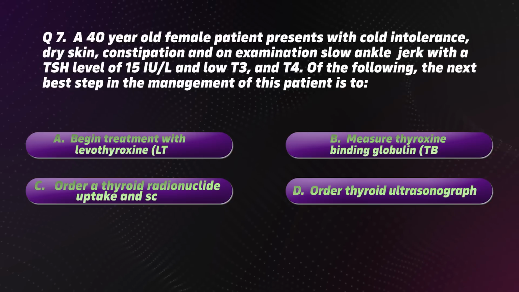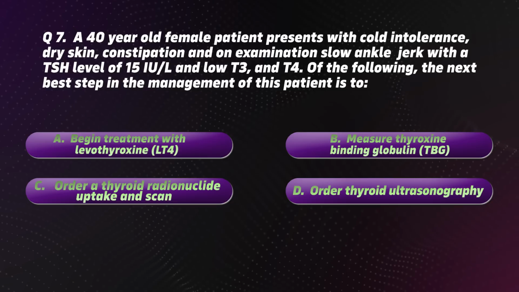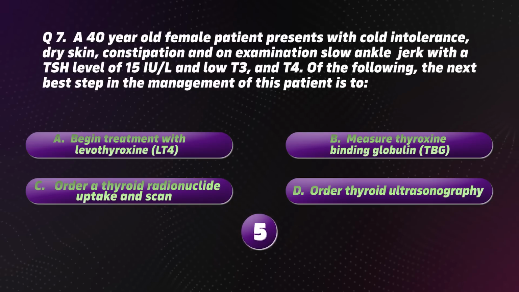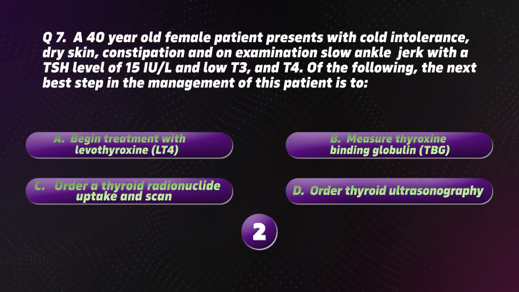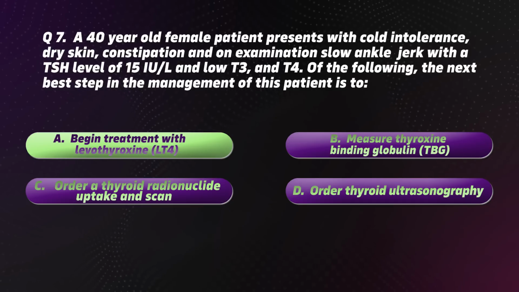Here are the options. A. Begin treatment with levothyroxine, LT4. B. Measure thyroxine binding globulin, TBG. C. Order a thyroid radionuclide uptake and scan. D. Order thyroid ultrasonography. And the correct option is A. Begin treatment with levothyroxine, LT4.